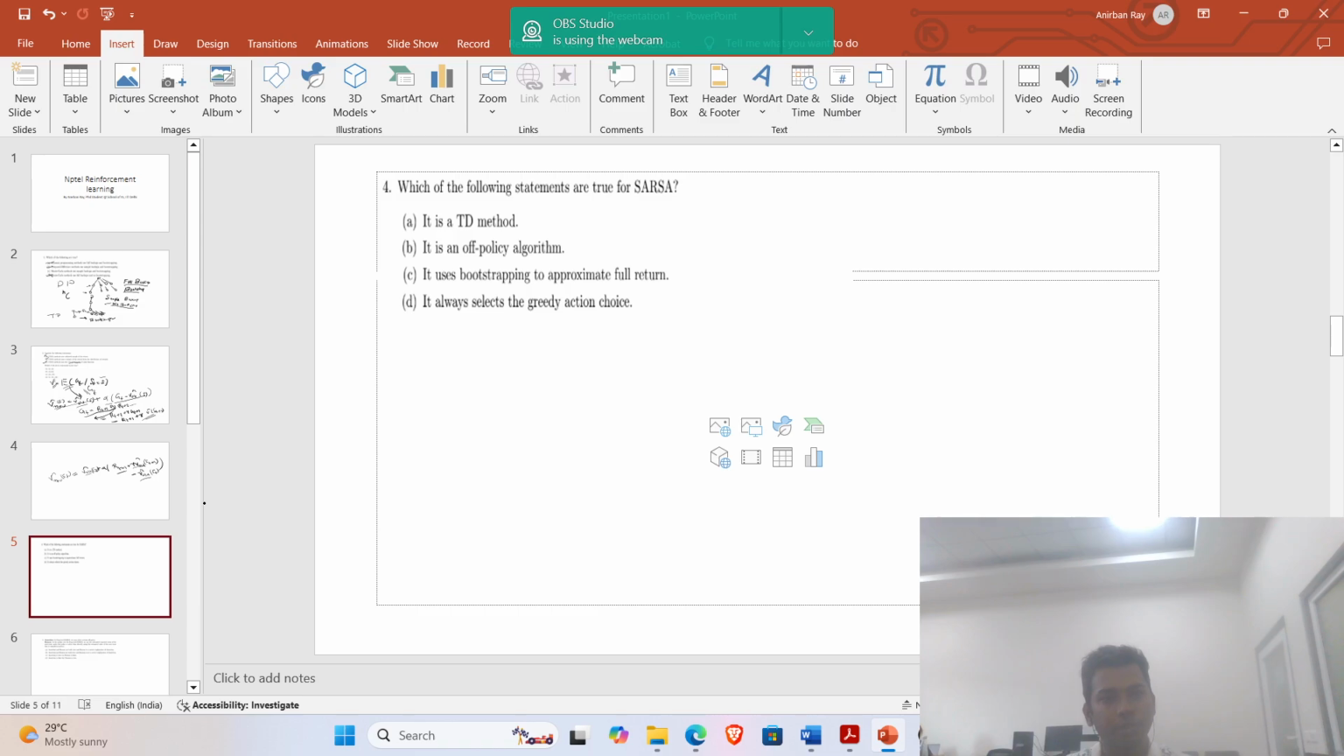Okay, moving to the next question. So this is the SARSA algorithm. Let me show you what that is, and then we'll move on. But before SARSA, let me show you what the TD0 control algorithm is.